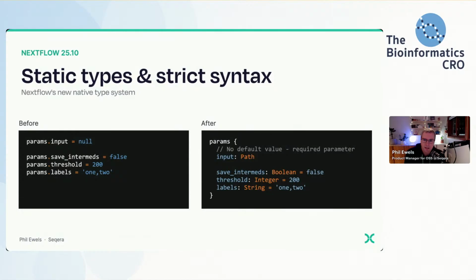Now on the right-hand side, you can see we're defining the types of each parameter, whether it's a path, a Boolean, an integer, a string, or so on. And Nextflow will then strictly typecast those things on input and also validate that the values that have been given are correct. So you'll get immediate validation and errors if you try and launch a Nextflow pipeline with the wrong kind of input. So these kinds of things are small changes to the syntax, but really make a huge difference to the usability of Nextflow pipelines.